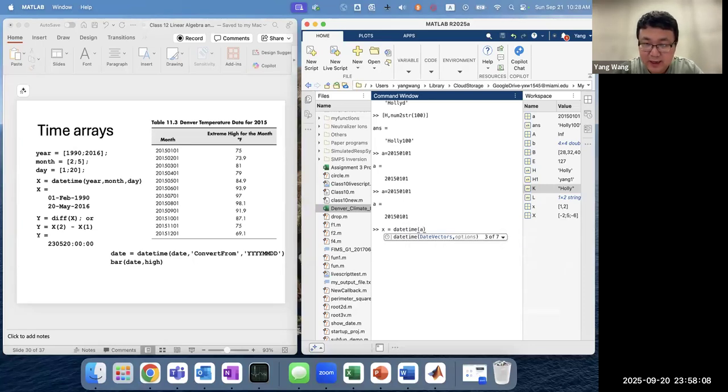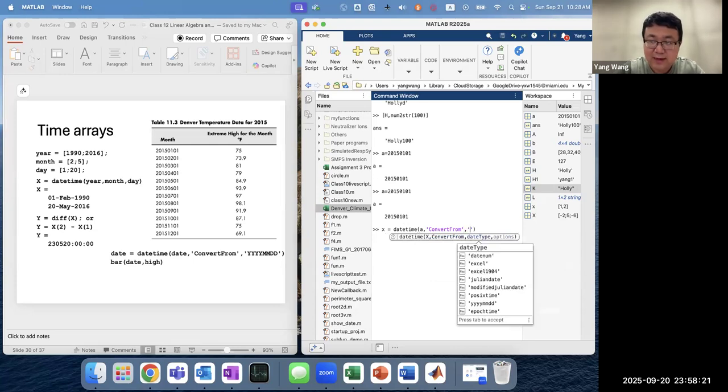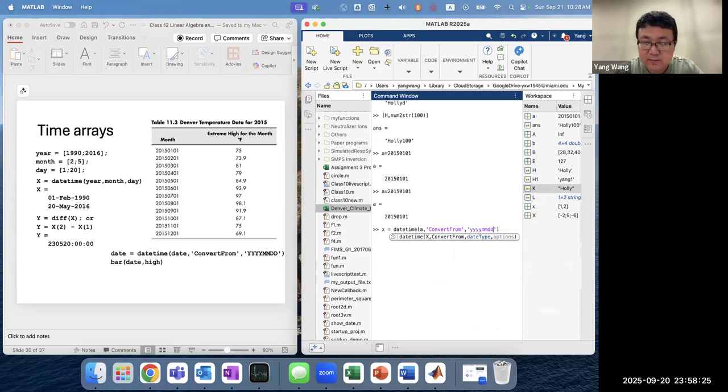And then you can type in A. This is the factor or the value that you want to convert into time. And then you will type in ConvertFrom, and then type in the format, yyyyMMdd, because it's following the format of year, month, day. So now you convert x into the datetime.